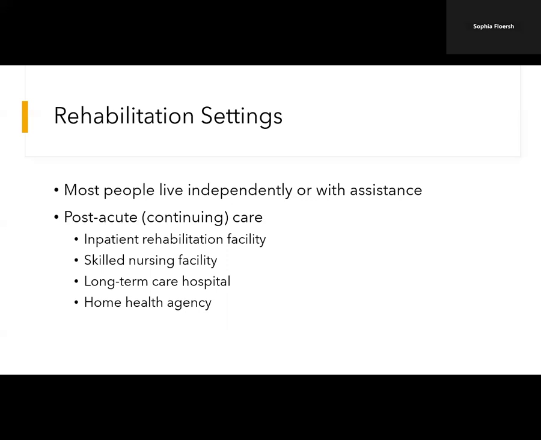So you can have inpatient rehab facilities, skilled nursing facilities, long-term care hospitals, and home health agencies. With this, you can have where they stay there for a long period of time. It can be something like a knee replacement where I'm going to be there for 2 weeks, or it can be something where you have home health, like somebody from an agency coming in to check on the patient.